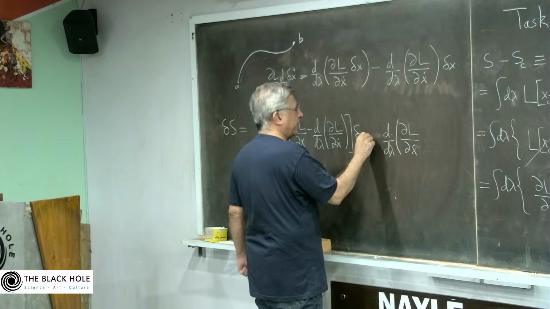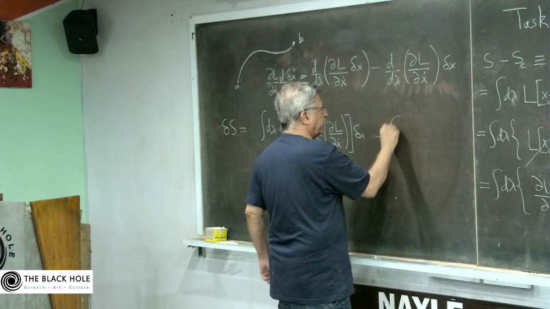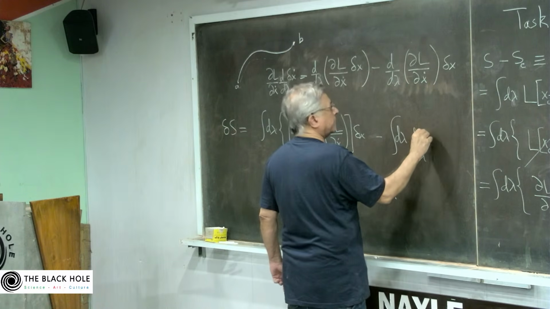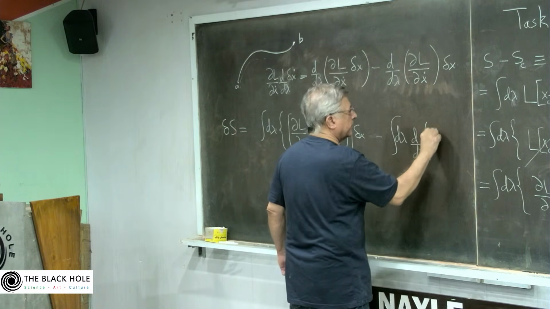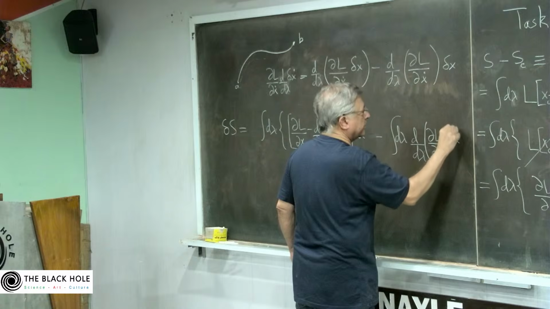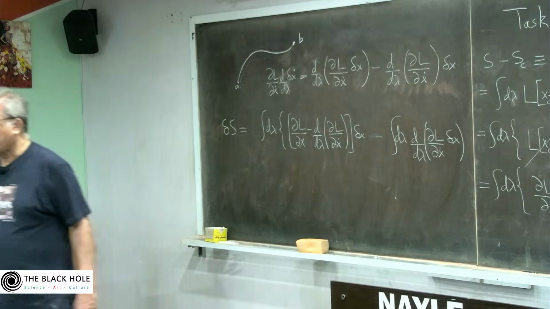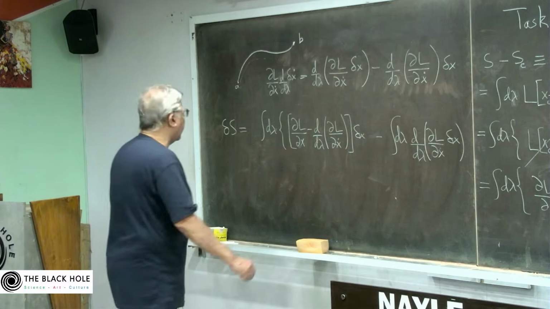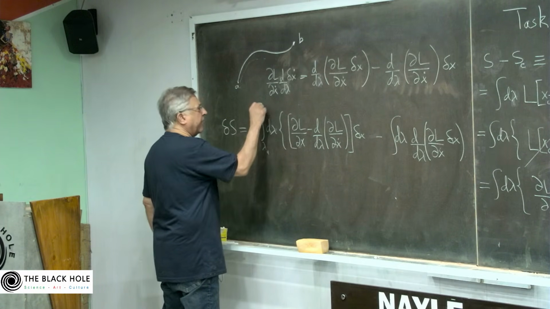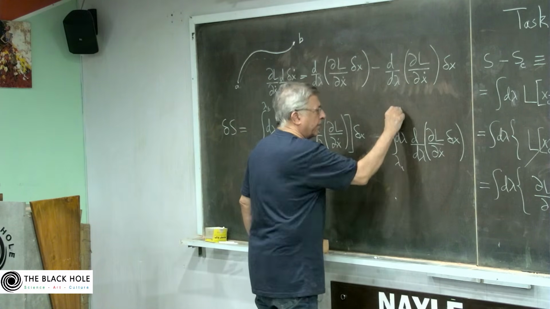In fact, let me do this. Let me write this as minus d lambda. So now we are in very good shape. And where do the integrations go from? They go from the starting point, lambda a till lambda b, lambda a to lambda b.